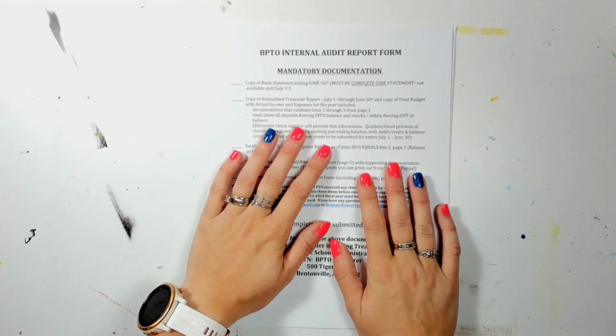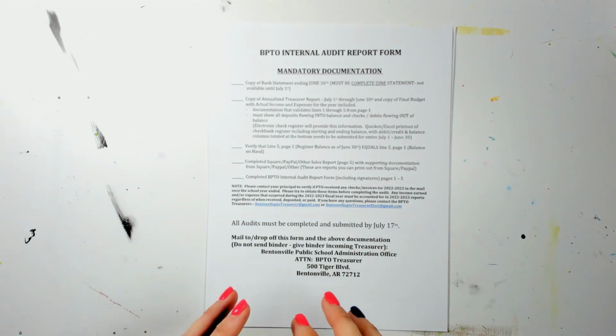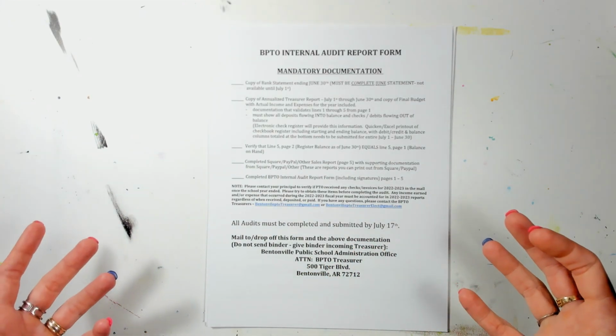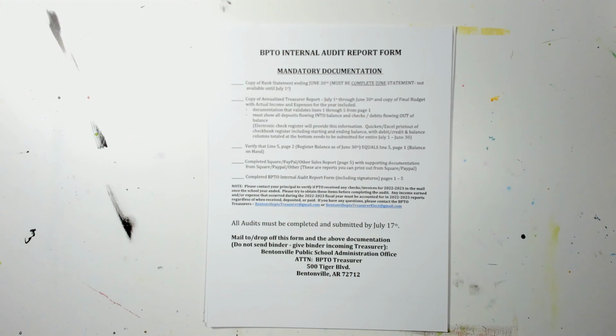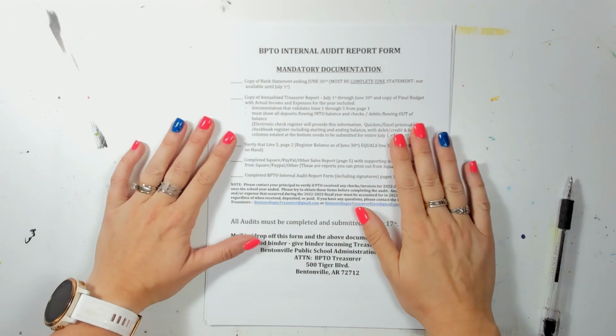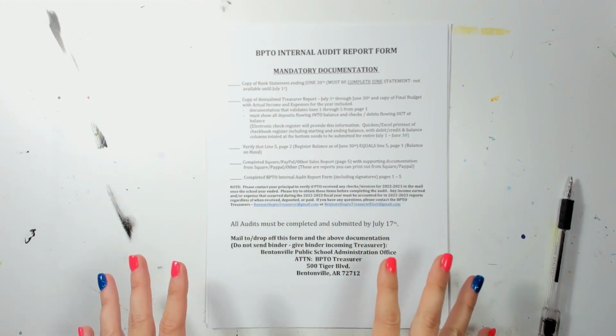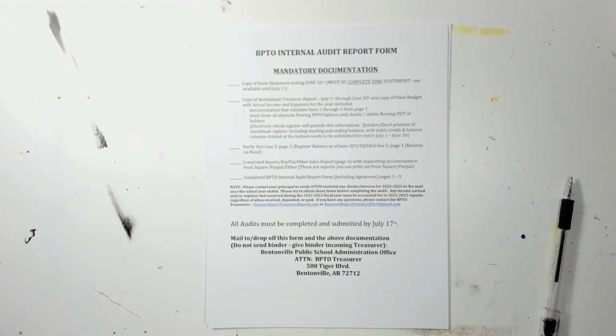I just wanted to jump in and do a quick video on the audit form that you will be completing in July. Now, this form is super easy if you've kept up with all of your reports throughout the year, but sometimes it can get a little bit confusing, so I wanted to go over it with you guys just really quickly and point out some things that sometimes get either missed or forgotten.